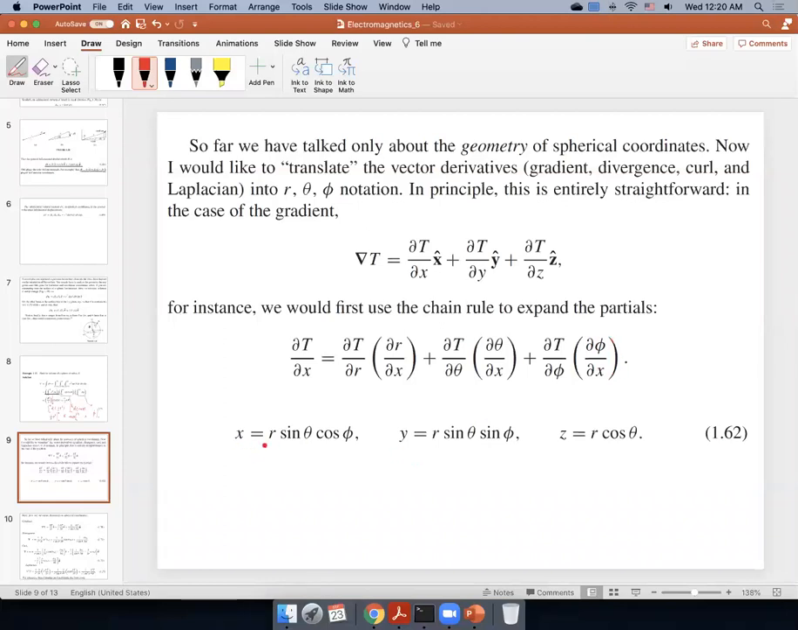And we know x equals r sine theta cosine phi. Then let's say partial r partial x. How to write partial r partial x? You can use this equation to express the relationship or the partial derivative. And similarly for the other terms, you can also get the derivatives.